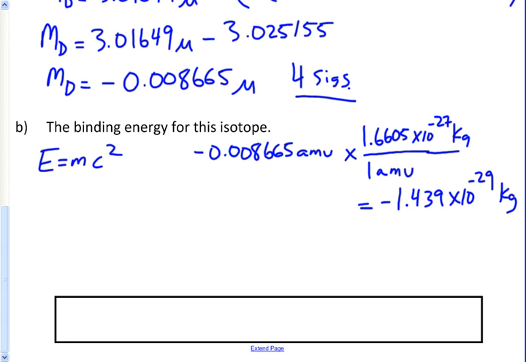Now I want that negative because it is a mass defect. The negative tells us that something is wrong. I have a discrepancy between the components of my nucleus and the sum of the nucleus itself.